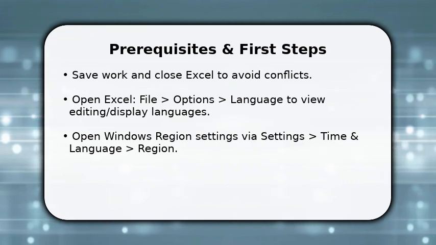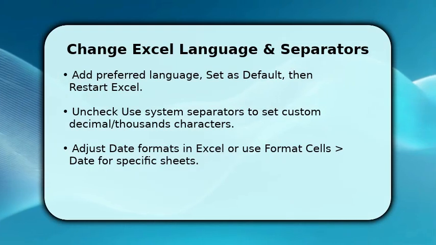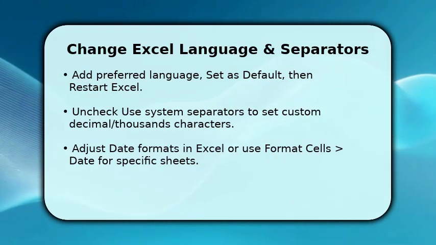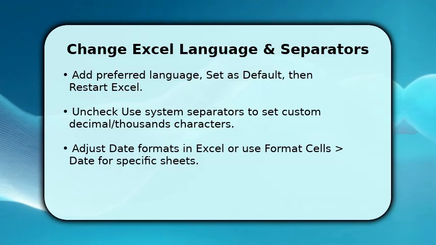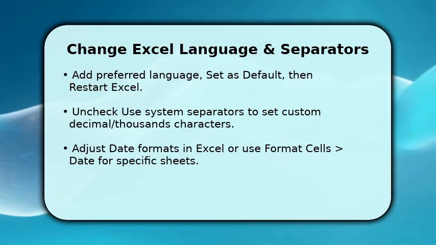You'll add and set your preferred editing and display language in Excel's language pane. Make it the default and restart Excel so menus and proofing change. Then go to File Options Advanced and uncheck Use System Separators if you need different decimal or thousand symbols. Type your desired characters and click OK.